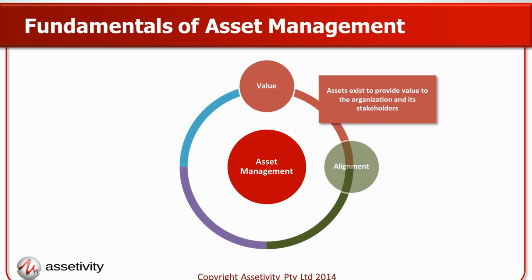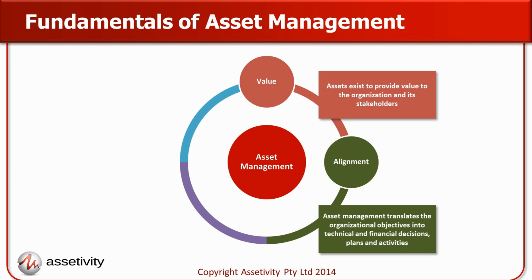The second fundamental is alignment, and the tagline text here is that asset management translates the organisational objectives into technical and financial decisions, plans and activities. And really what we're talking about here is taking that definition of value, tracking it through the asset base and how it's going to be delivered, and then planning to undertake specific actions on the assets that will deliver that value.